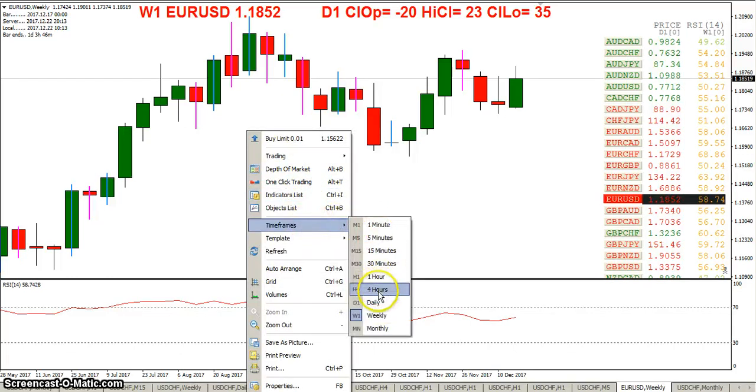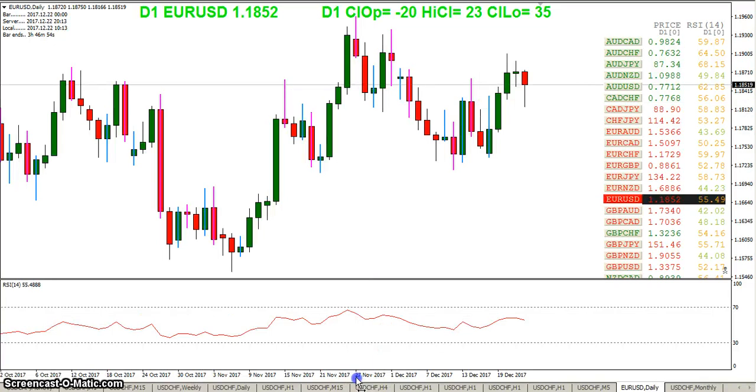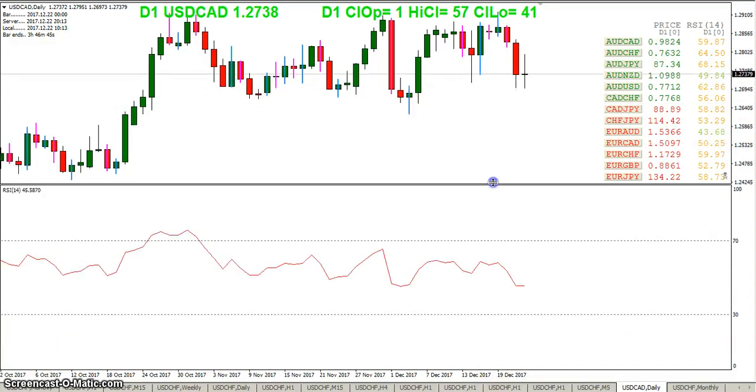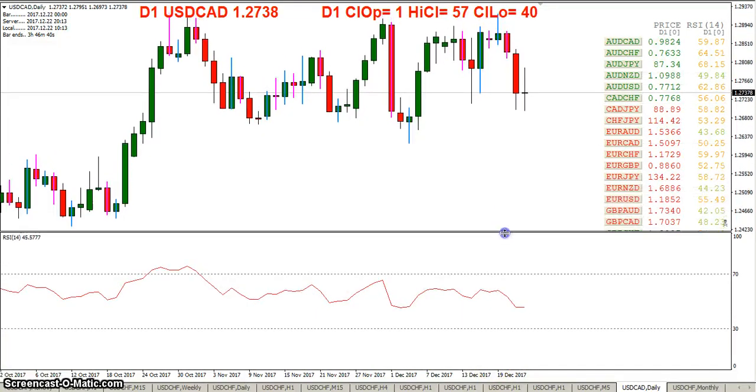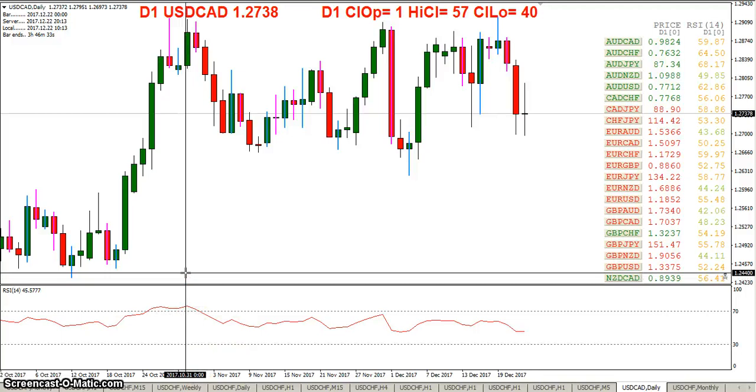Now let's drill down to the daily. Let's see, do we have any signals here? We don't have any signals there. Let's look at, see if dollar Canadian gave one. I think it probably did. Yeah, here we go. Right here, once again, you can see here you were overbought.